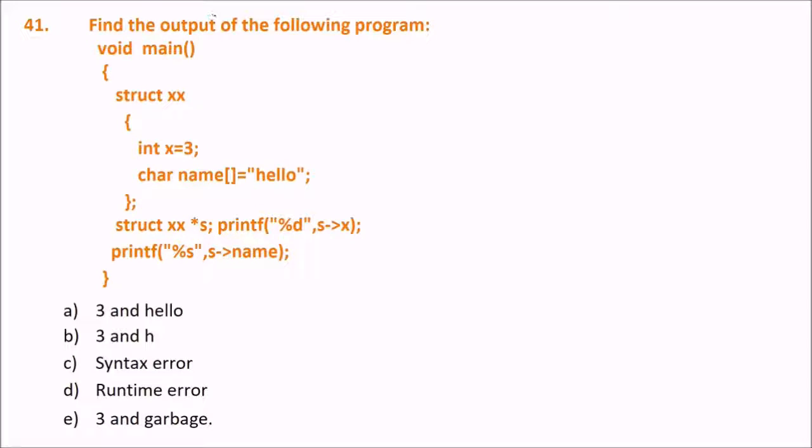Now you have a question. Find the output of the following program. You have a structure inside your main. The structure name is XX. The integer member x is assigned the value 3. You have a character array named hello. And you have made a variable of the structure, and you are trying to print s.x and s.name. Well and good. Now what will be the output? If you are aware of structures, that will be good.